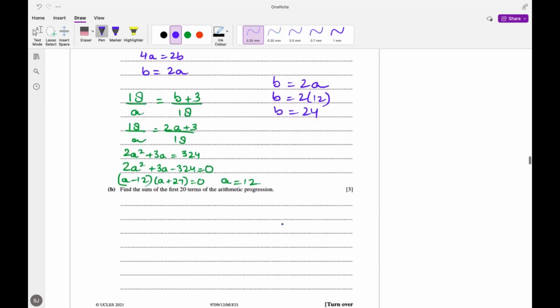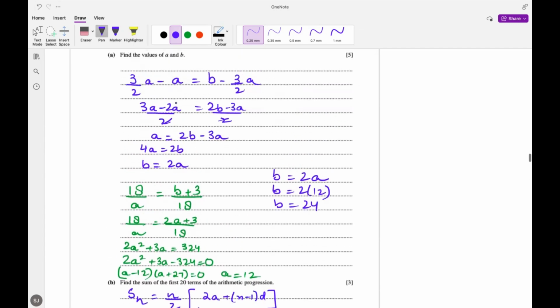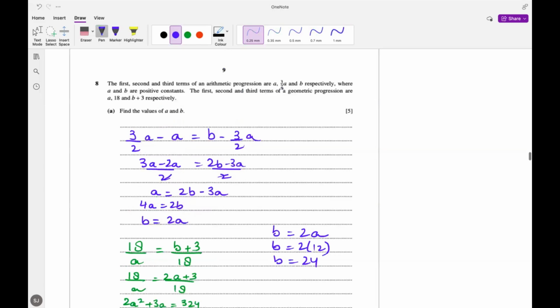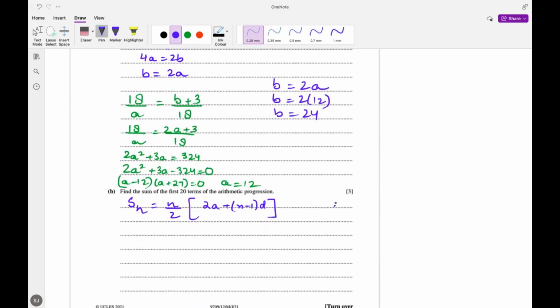In part B, we have to find the sum of the first 20 terms of an arithmetic progression. So the sum formula for an arithmetic progression is n upon 2 into 2A plus n minus 1 into D. Now the first term was A and the second term was 3 upon 2A. So these were the first and the second terms.